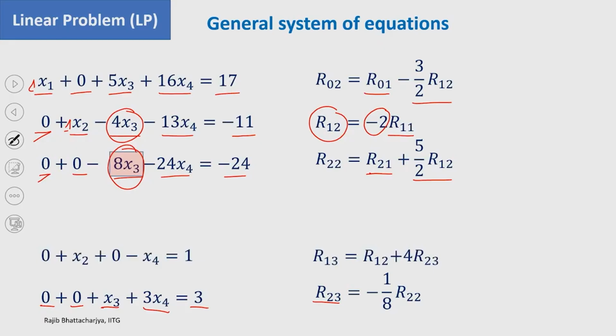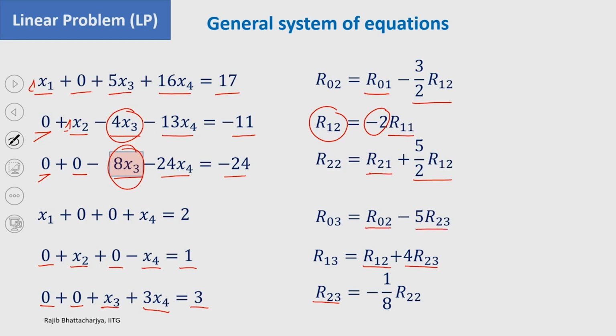Now I would like to make the coefficient of x3 in the other two equations as 0. For the second equation, if I do R1^2 plus 4 R2^3, in that case I will be getting 0 plus x2 plus 0 minus x4, which is equal to 1. Similarly, for the first equation, if I do the operation R0^2 minus 5 R2^3, in that case I will be getting x1 plus 0 plus 0 plus x4.